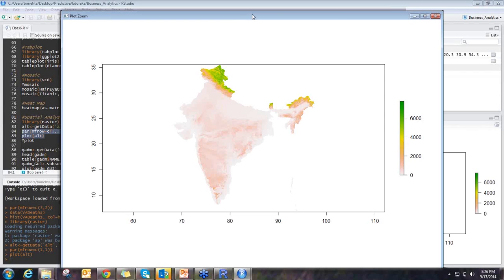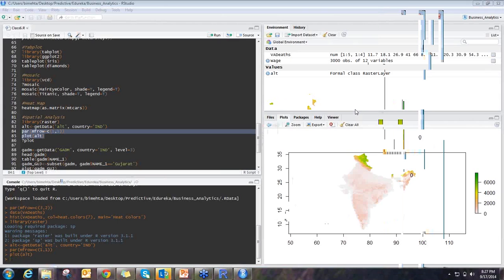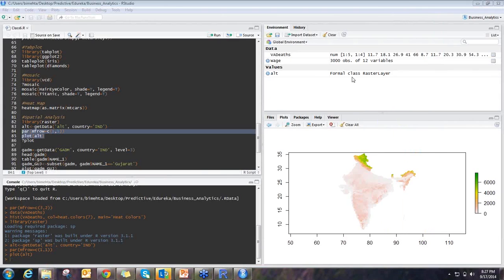Similarly, you can make your own GPS that I told you about. That is available in the R blogger site. You can go to that and try to plot that thing. That also is possible.